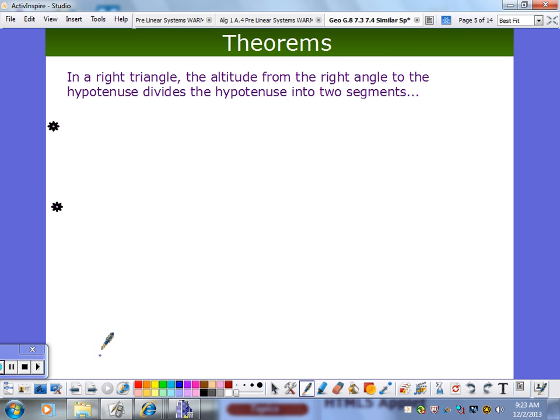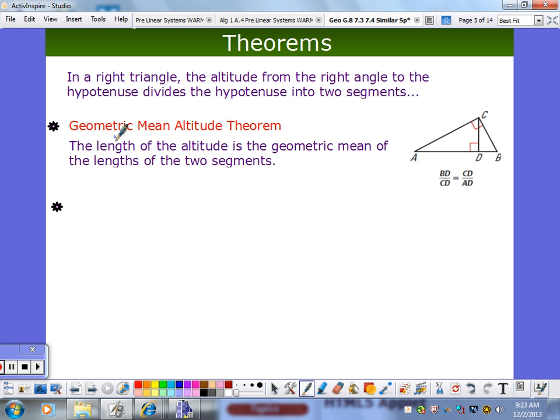All right, so let's see what we got here. In a right triangle, these are the theorems now. The altitude from the right angle to the hypotenuse divides the hypotenuse into 2 segments. The geometric mean altitude theorem: the length of the altitude, remember what that is, that's that piece you drop that's perpendicular to the other side, is the geometric mean of the 2 segments, AD and BD. CD is the geometric mean of AD times BD.